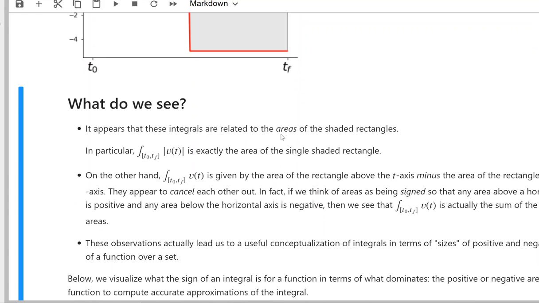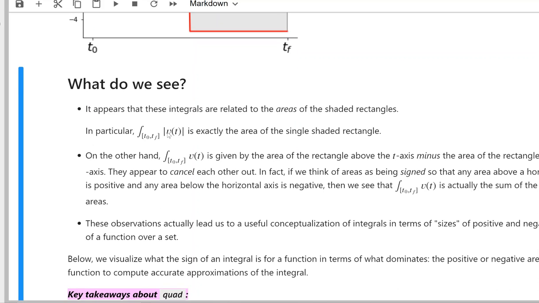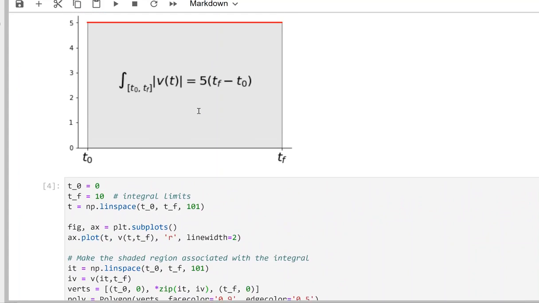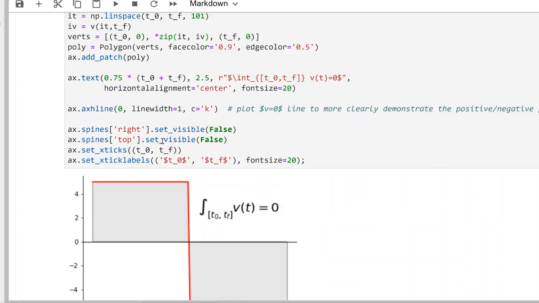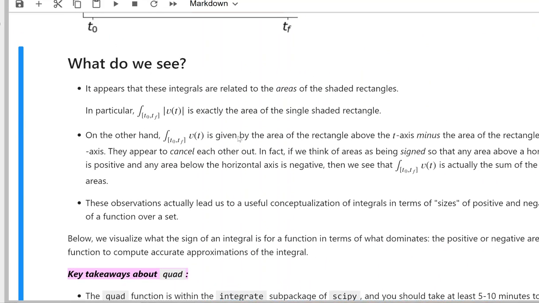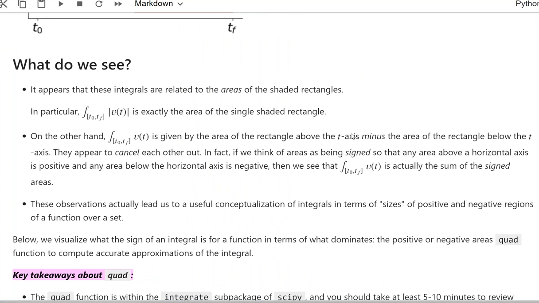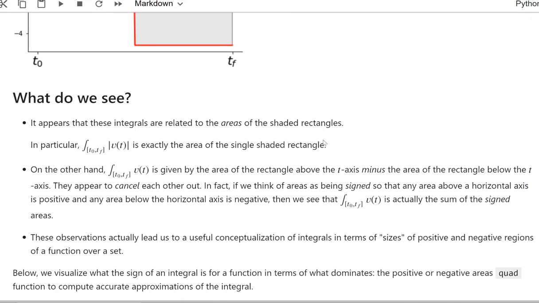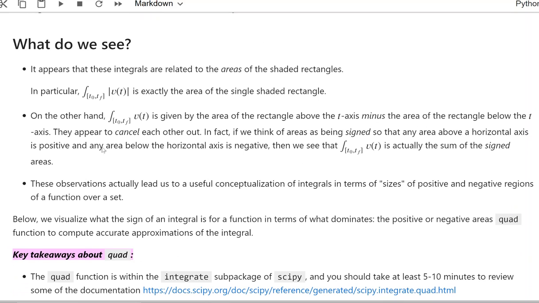The integrals are related to the areas of these shaded rectangles. In particular, the integral of the absolute value of v is exactly the area of the single shaded rectangle we showed. On the other hand, the integral of v is given by the area of the rectangle above the time axis, the t-axis, minus the area of the rectangle below the t-axis. They appear to cancel each other out. And this is what I was just saying in the video.